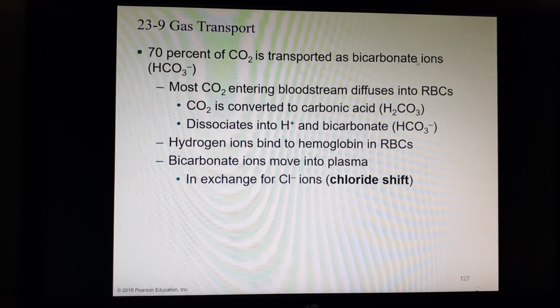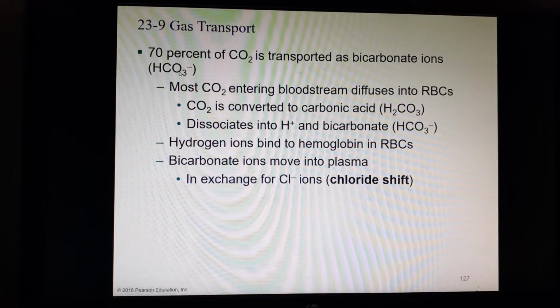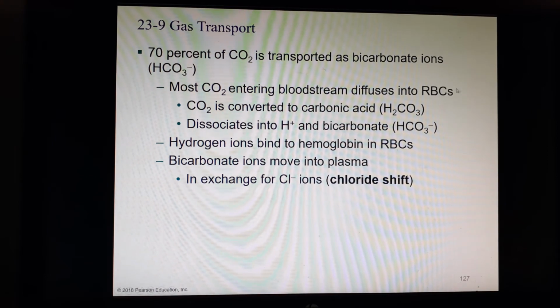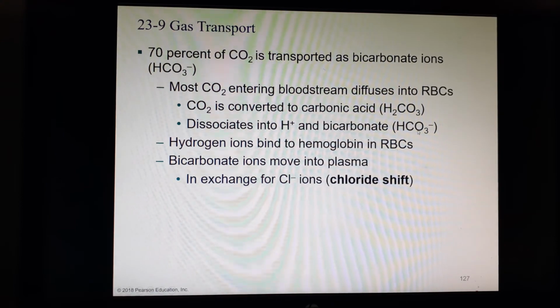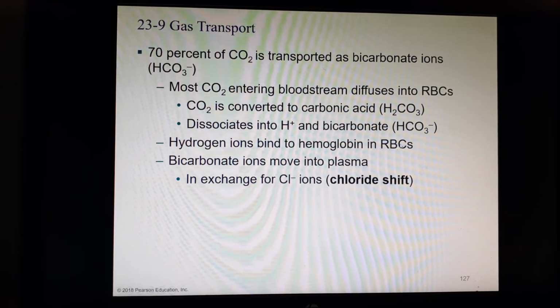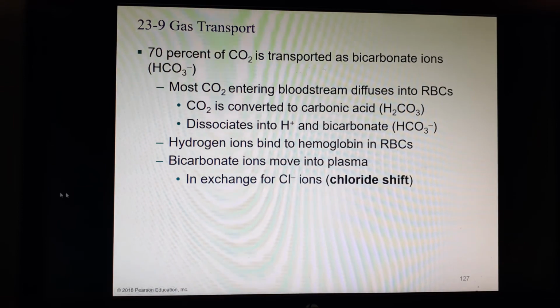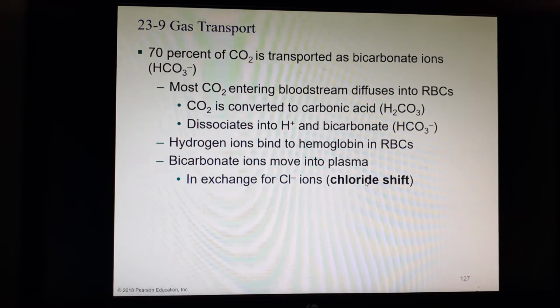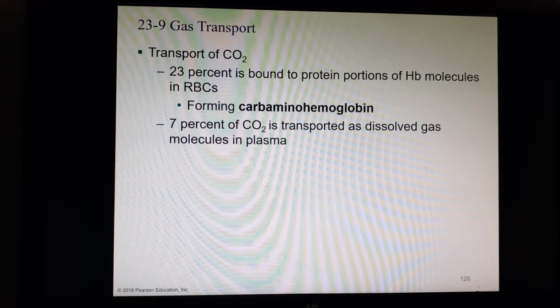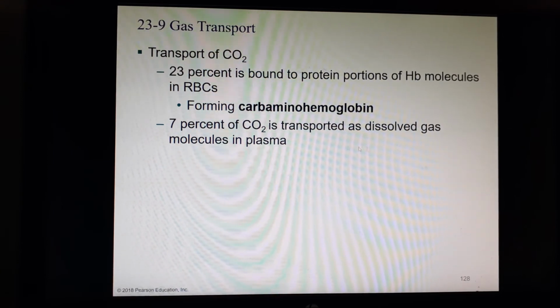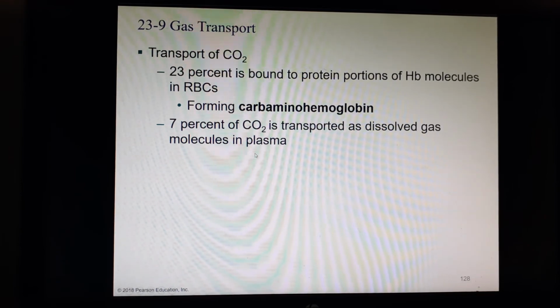70% of it is actually transported as bicarbonate. And we just saw how that happens. CO2 diffuses into the red blood cells. It goes to carbonic acid. Carbonic acid falls apart and becomes hydrogen ions and bicarbonate. The hydrogen ions bind to the hemoglobin, and bicarbonates move into the plasma, in exchange for chloride ions. So this is called the chloride shift. Only 23% of carbon dioxide is bound to the hemoglobins. And then the last 7%, not very much, is a dissolved gas in the plasma.